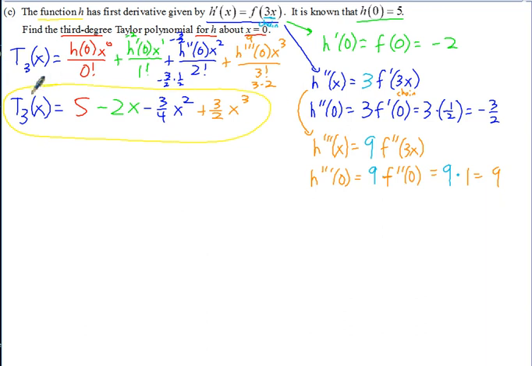And that concludes the notes for AP Calculus on the topic of Taylor polynomials, estimating using those Taylor polynomials, and finding the remainder error for alternating series.